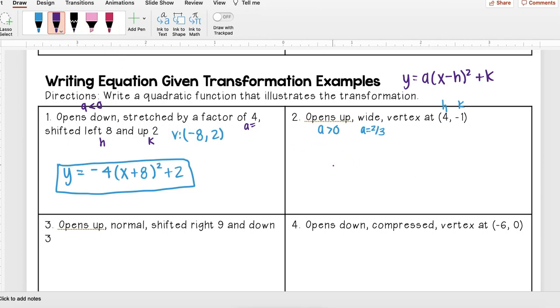So putting that all together, I have y equals, a is greater than 0, so my a is positive. It's wide, and so I just chose 2/3. You could have chosen a different fraction. You could have done 1/2, could have done 3/4, anything like that. And then x, put the opposite of h squared here. So since this is a positive 4, I'm going to have minus 4. And then add on my k at the end.